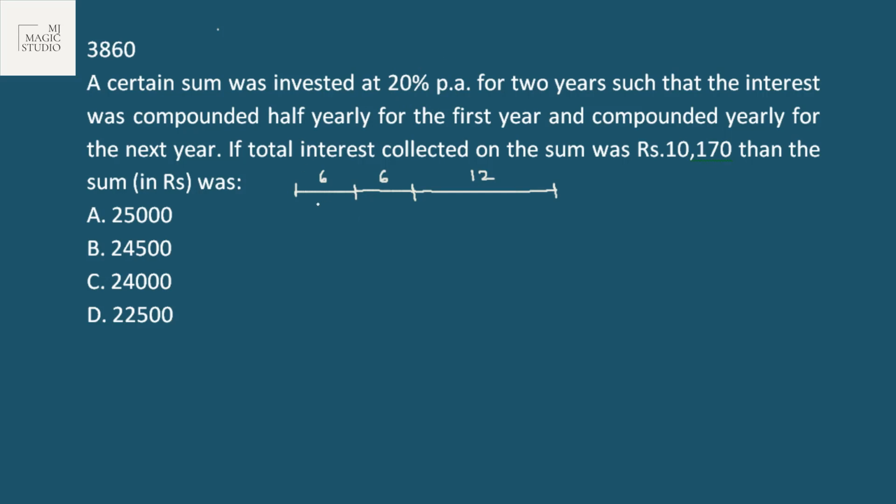That means in the first 6 months, the rate received is 10% only. 20% is per annum, since it is half yearly. So in this first period, interest received is 10%. In the second period, interest received is 10%, all on compounding. And then for the third period, interest received is straight away 20%. If total interest collected is 10,170, then what is the principal amount?